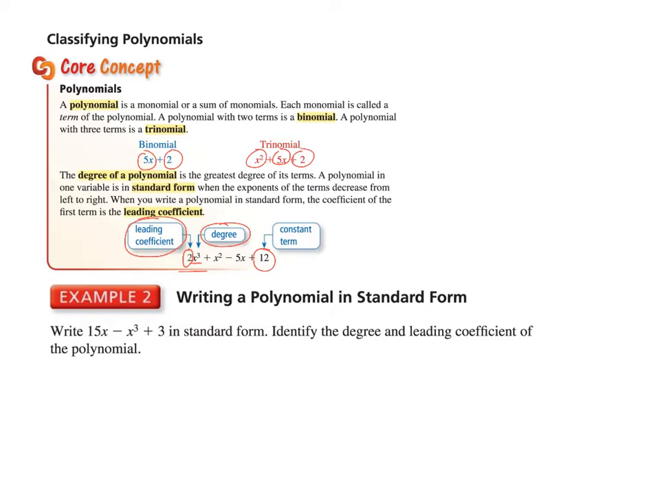All right, example 2, writing a polynomial in standard form. Write 15x minus x to the third plus 3 in standard form. Standard form means we start with the highest power and whatever number is in front of it, so that's x to the third. Here I have positive 15x, so it's plus 15x. And then I have essentially a power of 0 here for the variable, so I add 3 at the end. That's my constant. Then it asks you to identify the coefficient, leading coefficient, and also the degree.